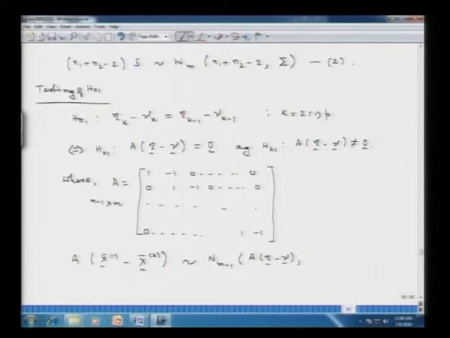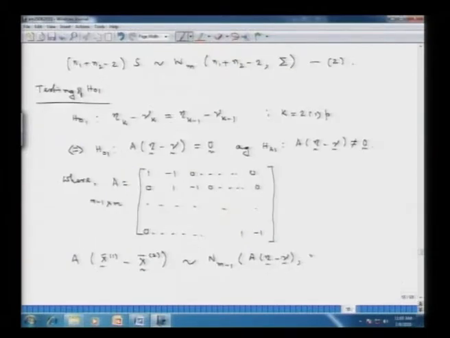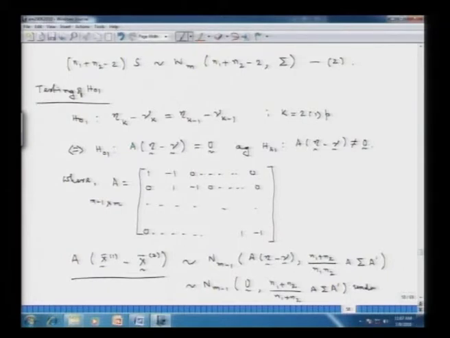And what happens to the variance covariance matrix? We had the previous variance covariance matrix as this particular term. So, we will have A sigma A prime, and hence this would be n1 plus n2 divided by n1 n2, times A sigma A prime, where the matrix A is known to us. Now, it is important to note that this would have a multivariate normal m minus 1 with a mean vector equal to a null vector, and a covariance matrix as n1 plus n2 by n1 n2 A sigma A prime. This is the distribution of this quantity on the left hand side under the null hypothesis H01.